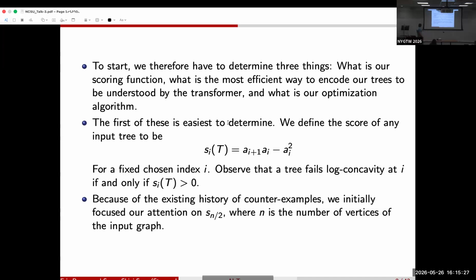Now, I will say there was a work that came out after ours, which used our kind of architecture, where instead of looking at independence numbers of trees, they looked at domination numbers of trees. And for them, instead of fixing and looking at n/2, they looked at distances from the domination number. So the score was defined with the same kind of formula, but where i was chosen to be like the domination number minus 1 or something. And they had success.